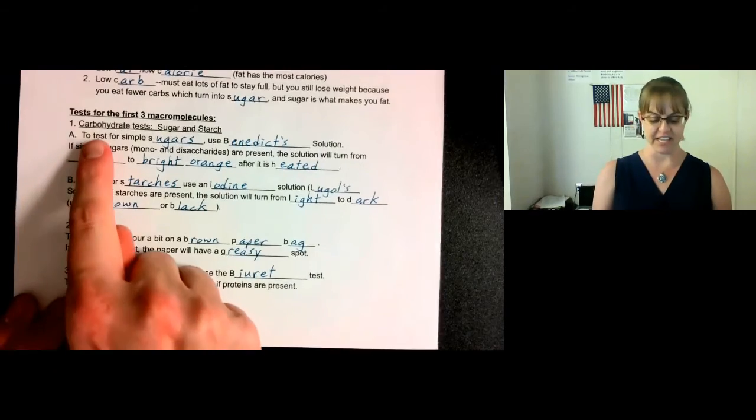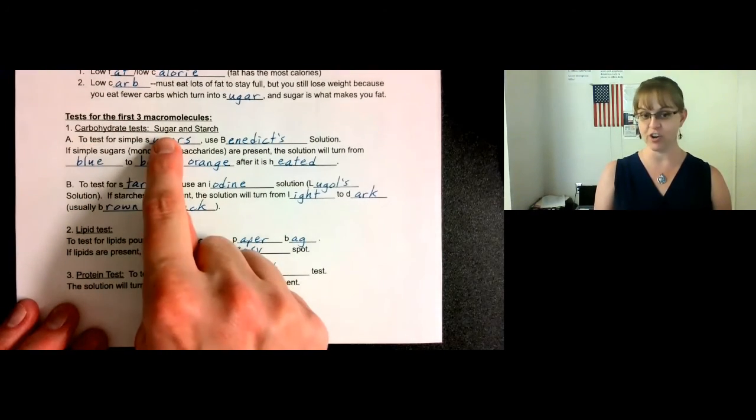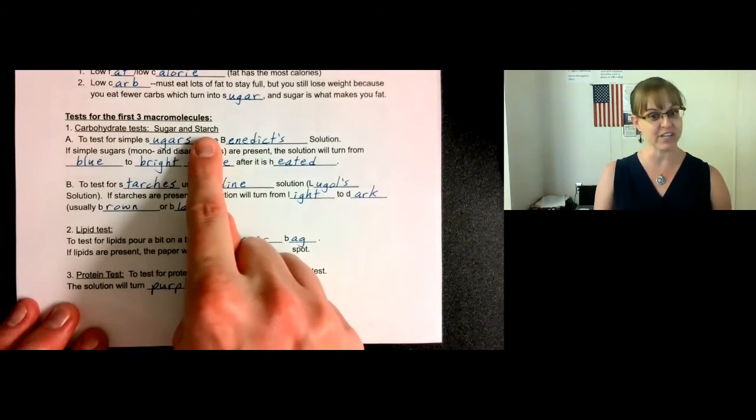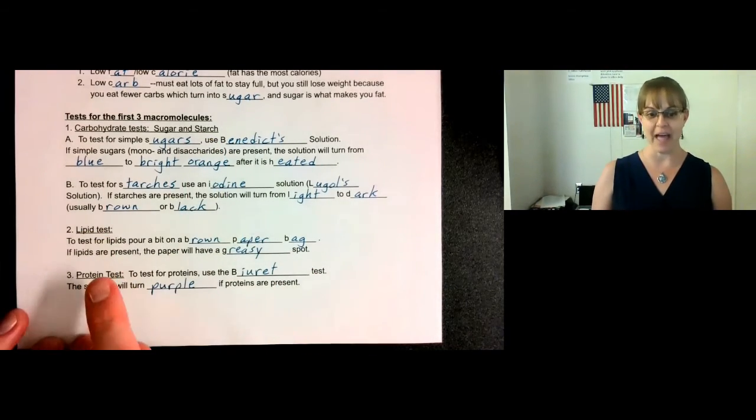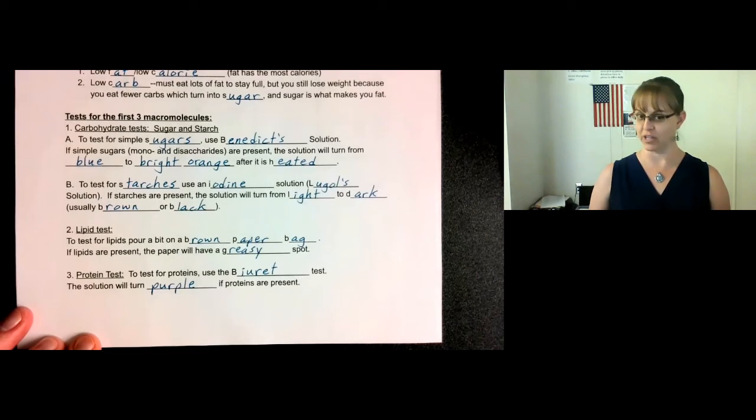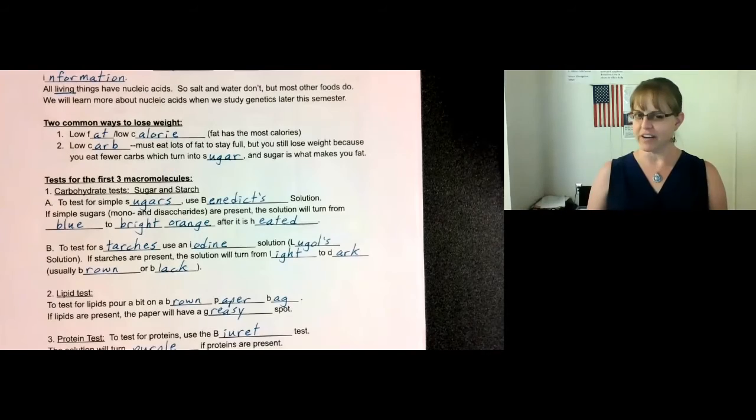Well, there's a test for the carbohydrate sugar and a test for the carbohydrate starch. There's a test for lipids, and there's a test for protein. There's not really a test for nucleic acids, DNA and RNA, because if it's alive, it has it. And DNA and RNA don't really provide the nutrients in your food like the others do.